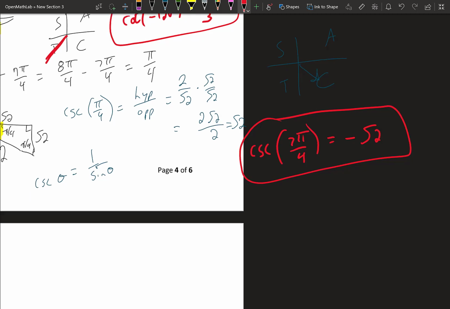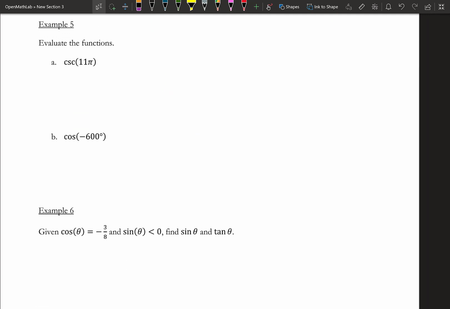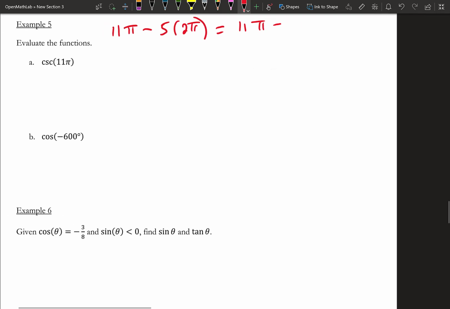All right, so now we're on example 5. So example 5, we have two parts. The first part is evaluating the function cosecant of 11 pi, right? So the very first thing that I would want to do is find a coterminal angle, right? So we could take 11 pi minus 5 times 2 pi, right, which is 11 pi minus 10 pi, which is just pi, right?